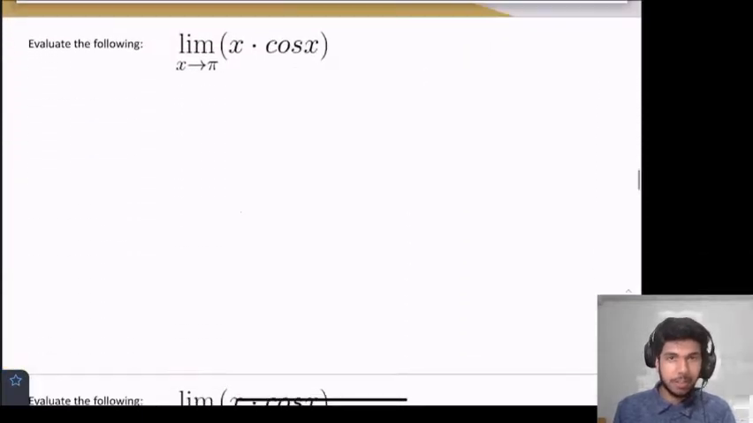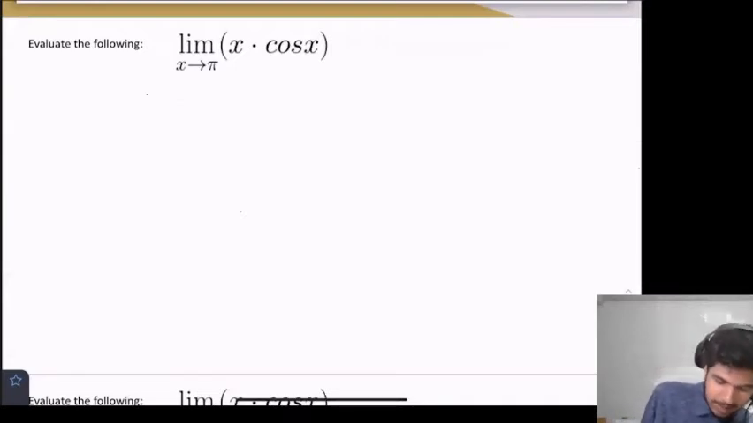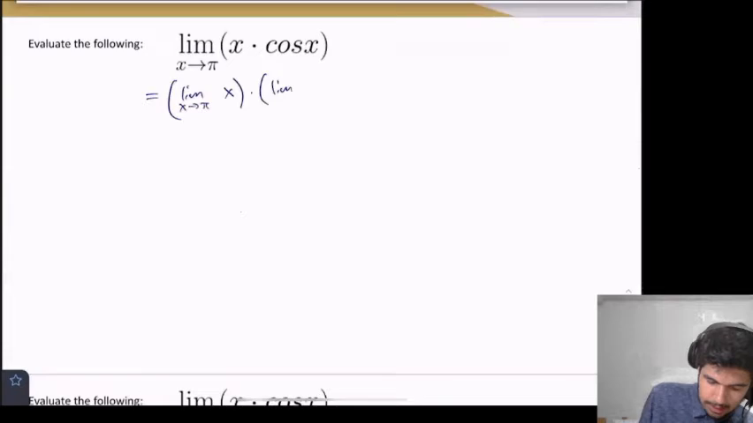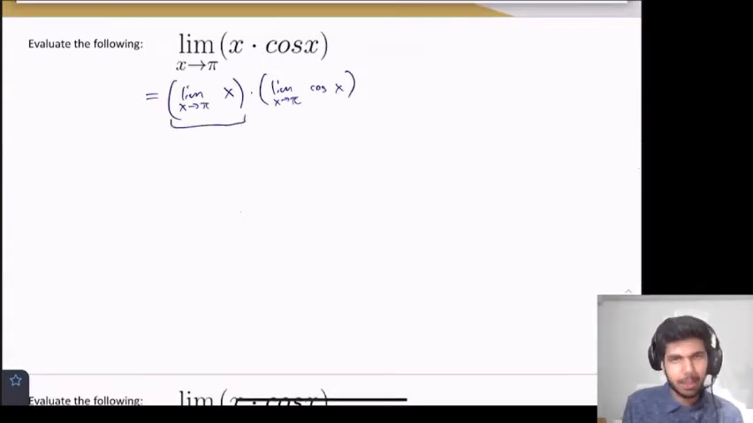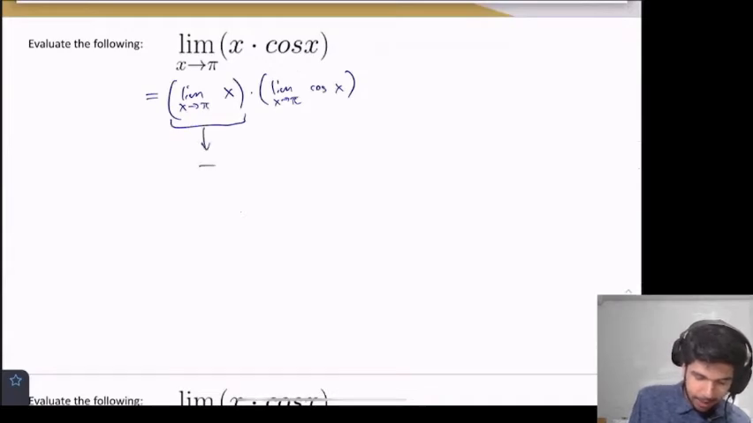So let's evaluate the following. The limit as x approaches pi of x times cosine of x. We should remember from our limit properties that this is equal to the limit as x approaches pi of x times the limit as x approaches pi of cosine of x, right? For the first one, x is like a polynomial function, and one limit property said that the limit as x approaches c of x is just c. So this evaluates to pi.